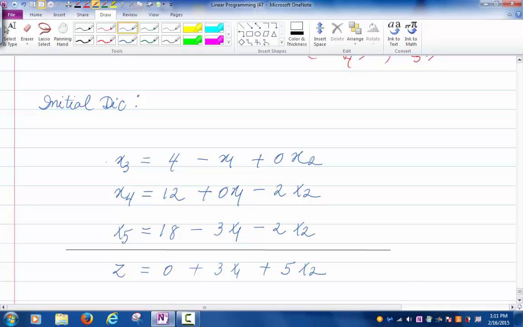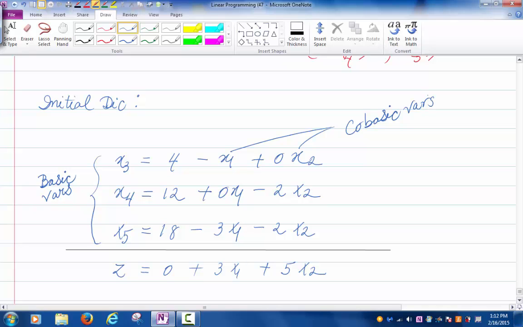Now, what are our basic variables? The basic variables are on the left hand side. So these are the basic variables, and the variables that appear on the right hand side, they are the non-basic or co-basic variables.